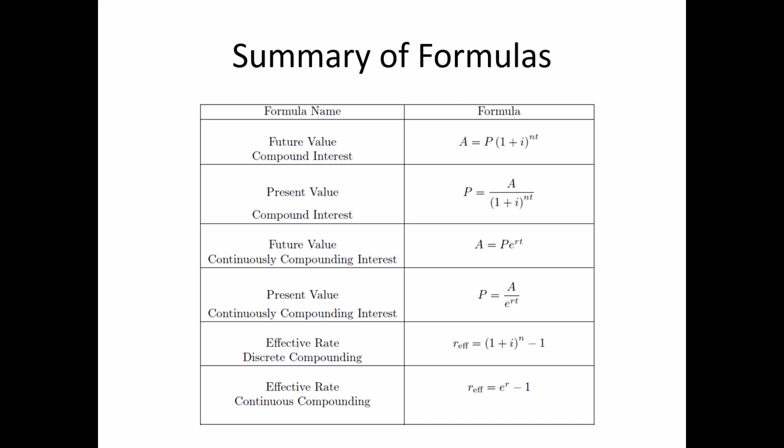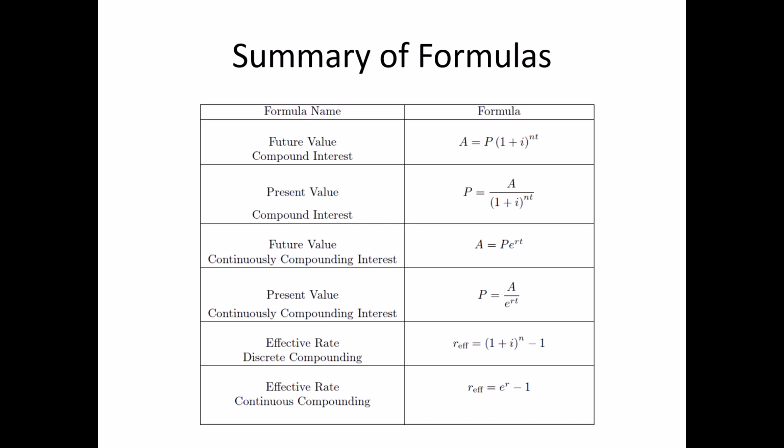We have the future value of continuously compounding interest. A is equal to P times e. Remember, e is that 2.71828 number, and that number is raised to the rt power. So you take 2.71828, raise it to the r times t power, and then you multiply that result by P, and you have the future value for continuously compounding interest. In the present value formula for continuously compounding interest, you have P is equal to A divided by e to the rt power.